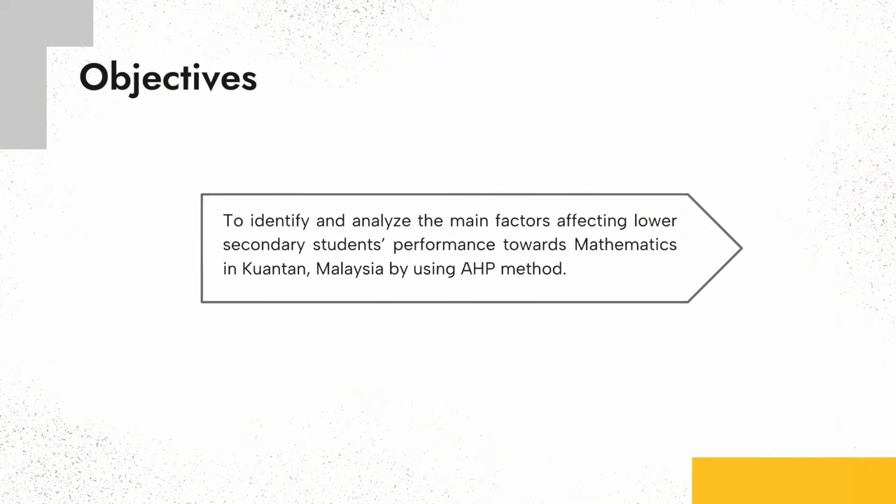Due to this, it is important to address this issue, especially at the early stage of students' education journey. Thus, this case study objective will be to identify and analyze the main factors that affect the lower secondary students' performance towards mathematics subject in Kuantan City in Malaysia by using the AHP method.